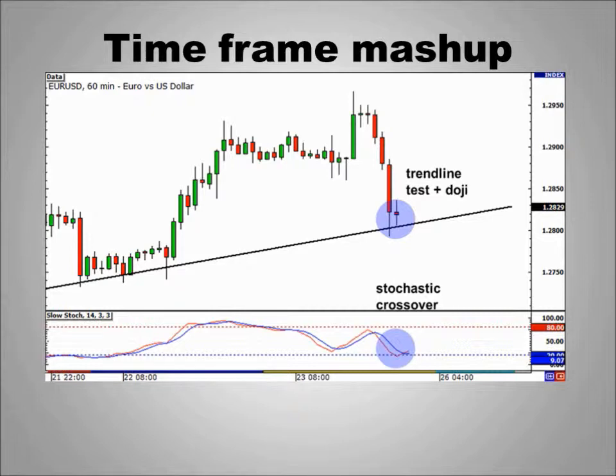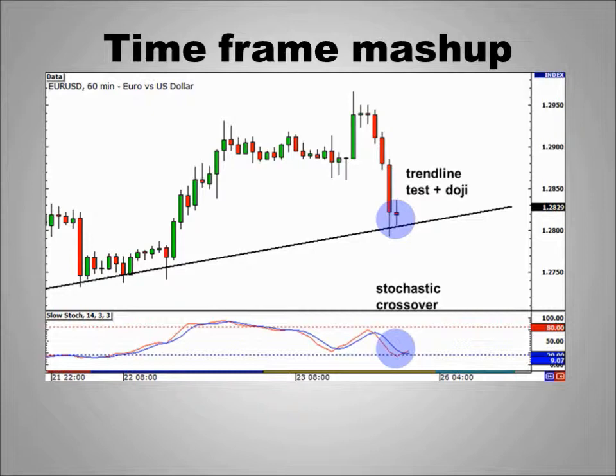However, let's change the 240-minute chart into the 60-minute chart. Notice that we're looking at the same currency pair, the euro-dollar. However, the positions of the candlesticks have changed. And then also, we're going back to using oscillators. Notice that on the line of support, we have 3 strong bearish candles, and then we have a doji.